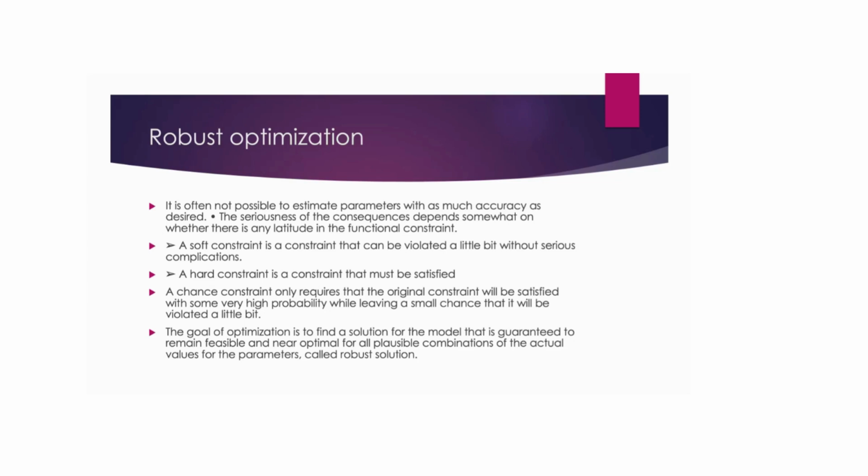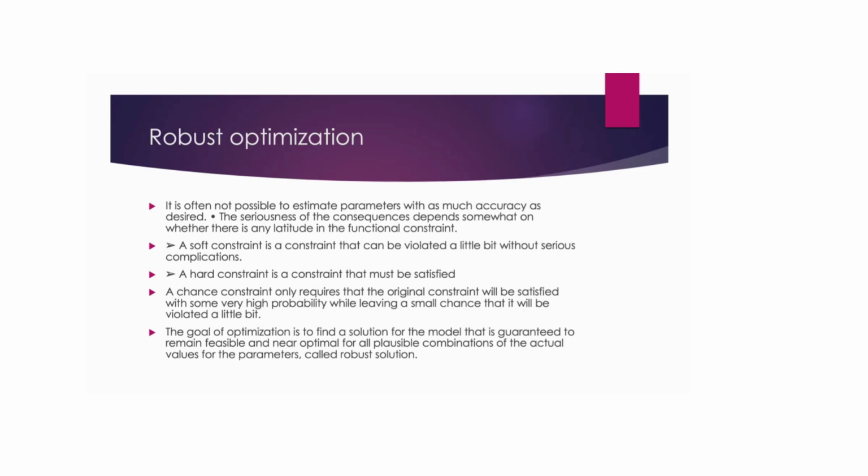Okay. Now, a chance constraint only requires that the original constraint will be satisfied with some very high probability while leaving a small chance that it will be violated a little bit. Okay, so it only says that there are some constraints that you can violate a little bit. So there's a small chance. Okay, so let's not be too concerned about that chance constraint.